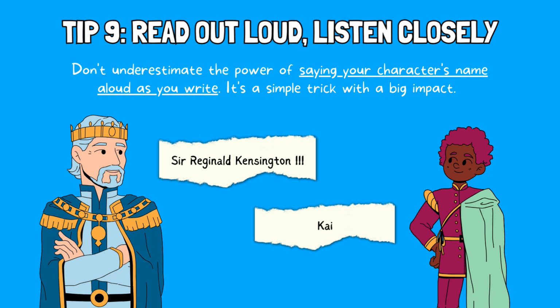A name like Sir Reginald Kensington III might sound grand on paper, but if it feels clunky, rolling off your tongue during a fast-paced action scene, it might not be the right fit. Conversely, a name like Kai might feel perfectly natural for a nimble fighter, easy to pronounce and remember. Saying names aloud during writing helps ensure they not only suit your character, but also blend seamlessly into the story's flow.